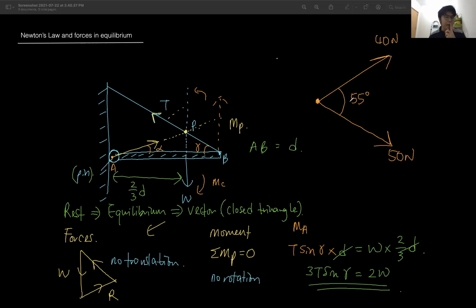Meaning that if it's not equilibrium, then it has a resultant force, right? Now, you need to find what is the magnitude and direction of the resultant force. Okay, you try it now. I'll give you a few minutes and then I will talk about the answers.